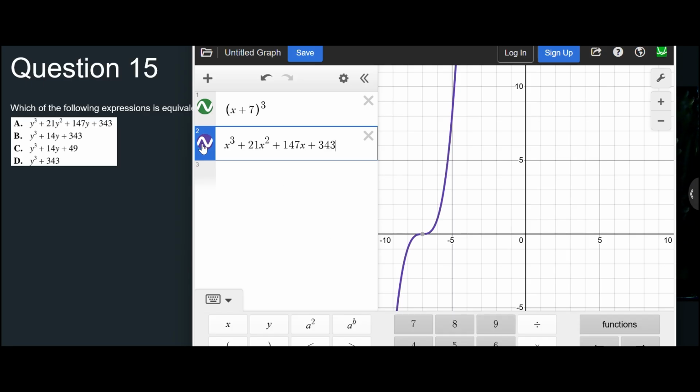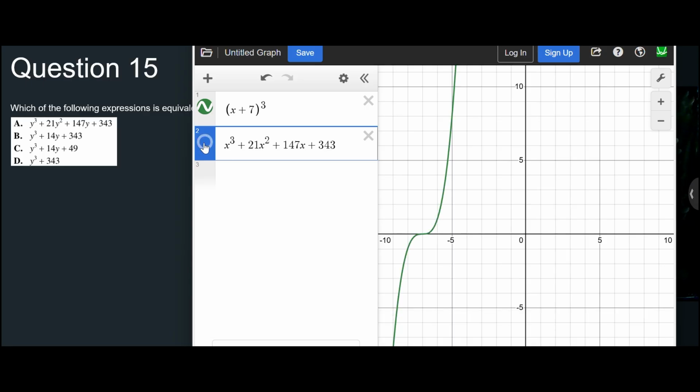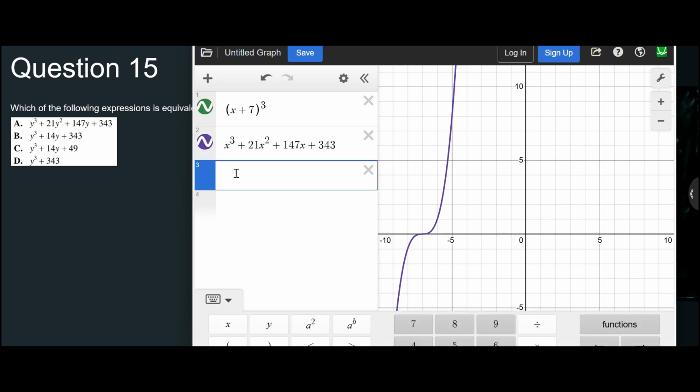Well, let's see. If you click right here, it takes the purple off. Whoa. Now I just see the green. But now I just see the purple. That means they're overlapping each other. So that means they are equivalent. So let's try the next one just to make sure that we didn't do an error.